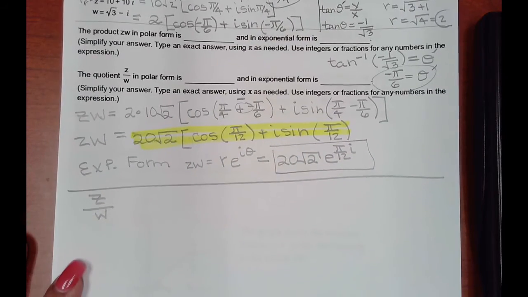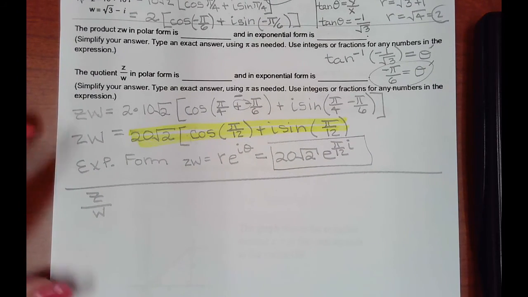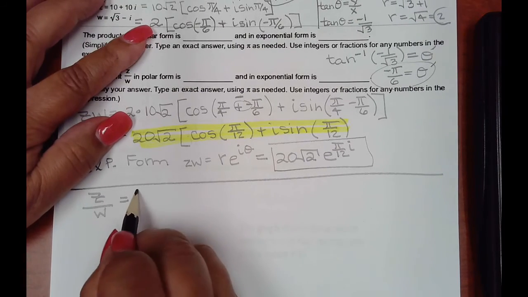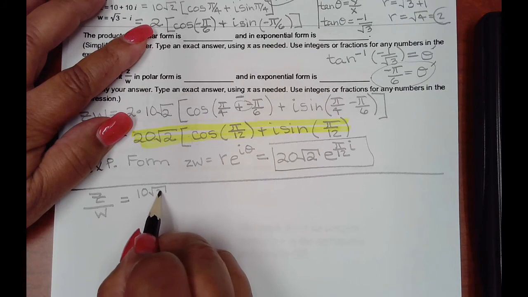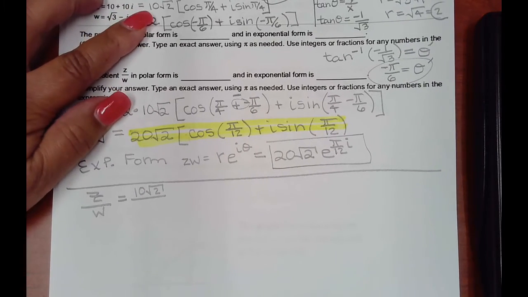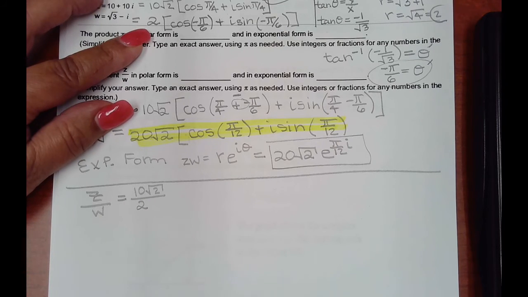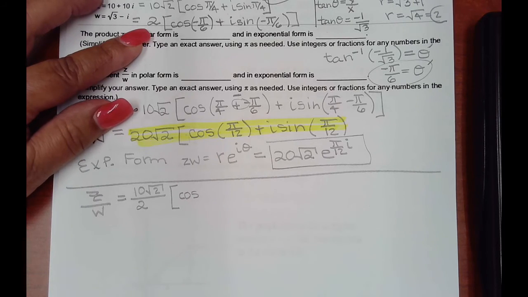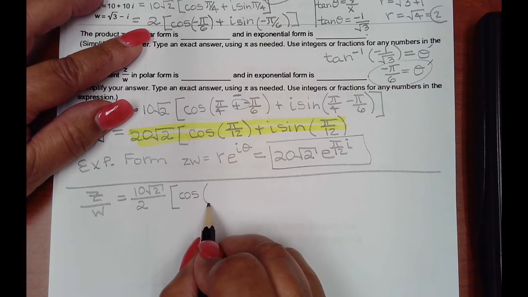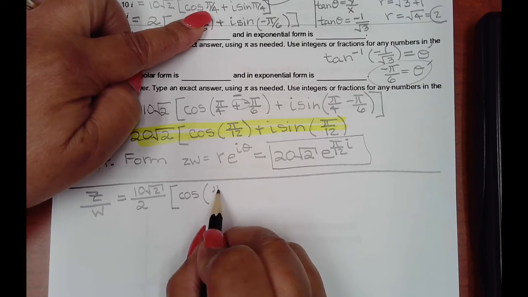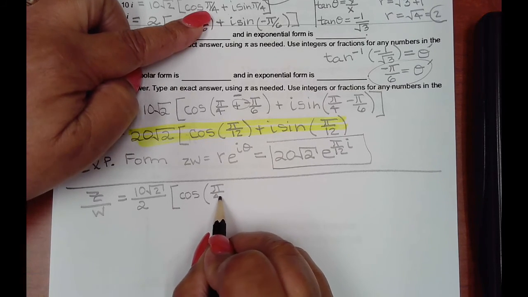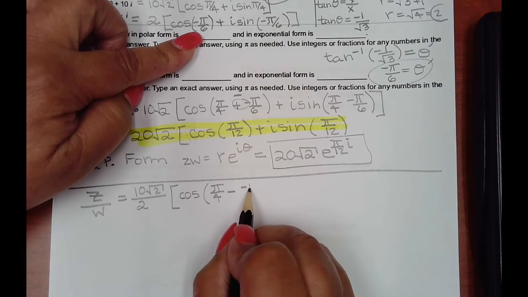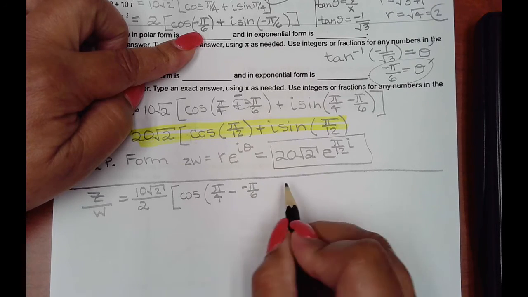So the quotient here would be the first r value, which was 10 square roots of 2. It matters which order you do it in here. When you're doing the quotient, it has to be the first r value divided by the second r value. And then it also matters the order that you are subtracting in. So for cosine term, it's going to be the first theta, which was pi over 4. We're doing a quotient, so we're subtracting. And that second theta was negative pi over 6. So we got a double negative there.